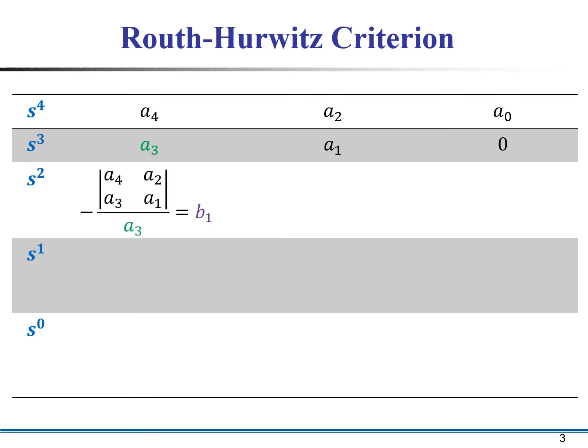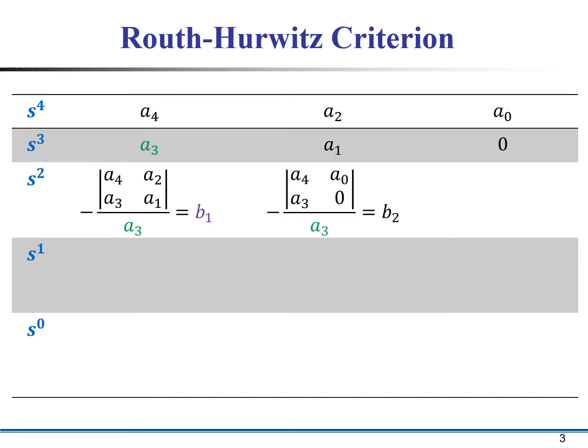We take these two elements over here, like these two elements we copy here, and then these two elements we copy here, and we divide this by A3. Then calculating this determinant divided by A3 gives us another coefficient, B1.